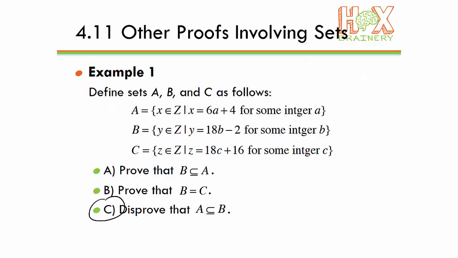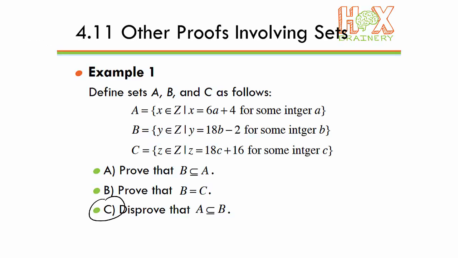Now part C, we're going to disprove that A is a subset of B. So to disprove it, we're going to use a counterexample. So we'll write counterexample. And we're going to show that A is not a subset of B, we're going to find an element in A that is not in B. All right, so the elements in A have to be of this form, 6a plus 4.